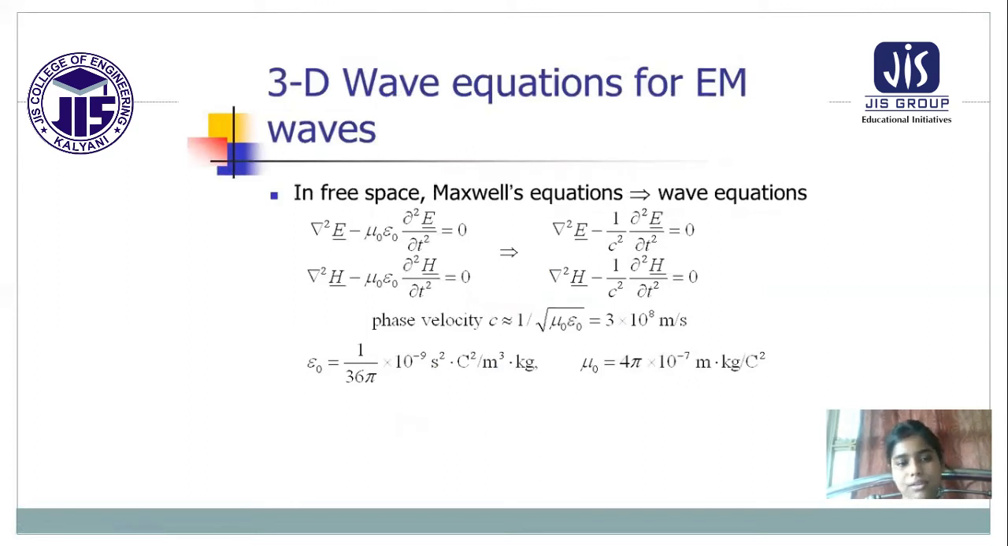3D wave equation for electromagnetic waves. Here the equations are given by comparing again the same thing, by which we can get the velocity of light, that is c equal to 1 by root over mu naught epsilon naught, equal to 3 into 10 to the power 8 meters per second. So this is about free space in Maxwell's equations.